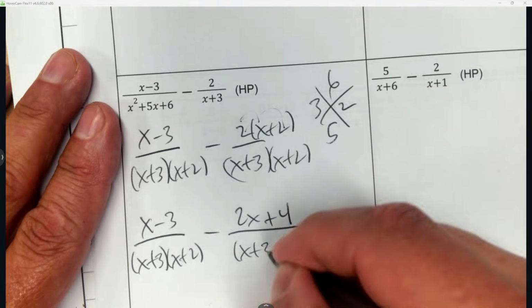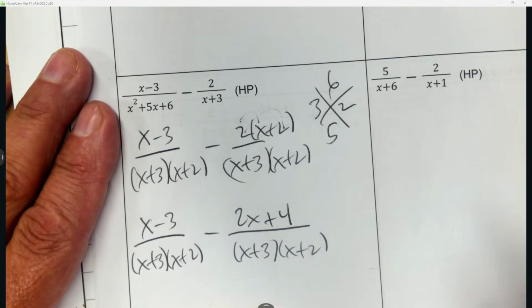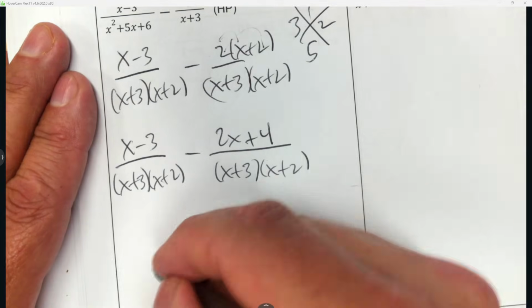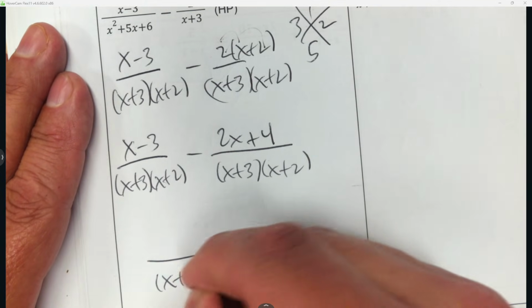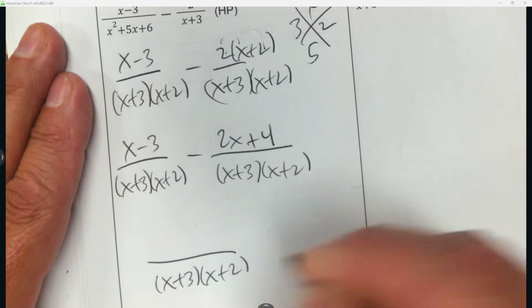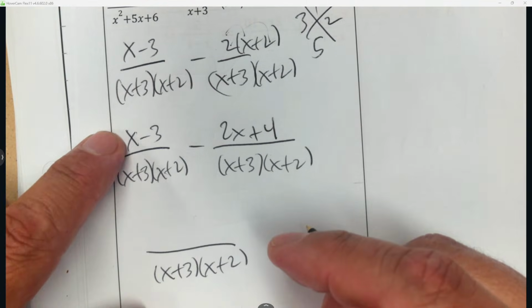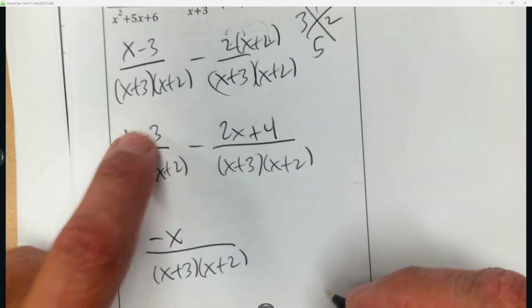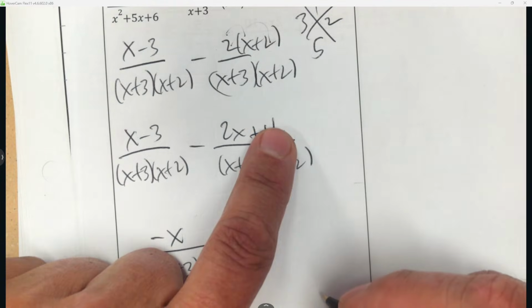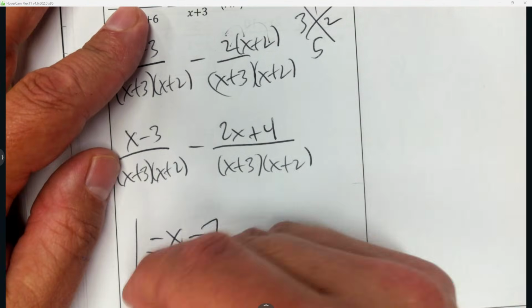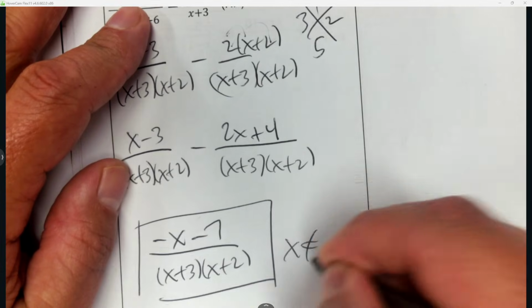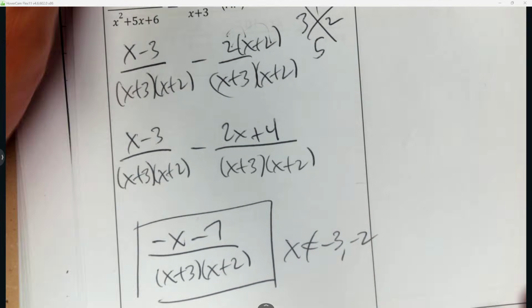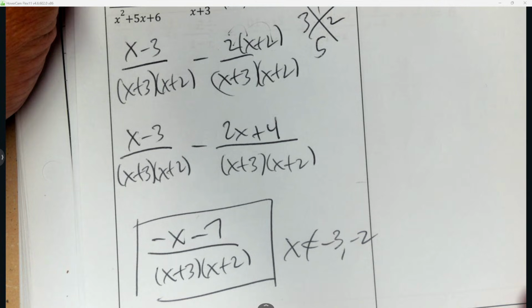And again, the same denominator. So my answer is going to have one denominator, x plus 3, x plus 2, and then I subtract. So x subtract 2x is negative 1x. Negative 3 subtract 4 is negative 7. And the two numbers x can't be are negative 3 and negative 2.